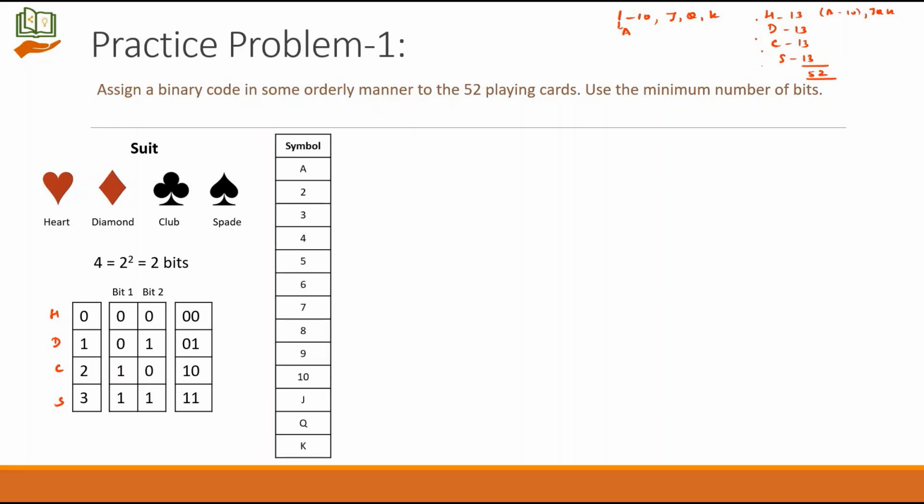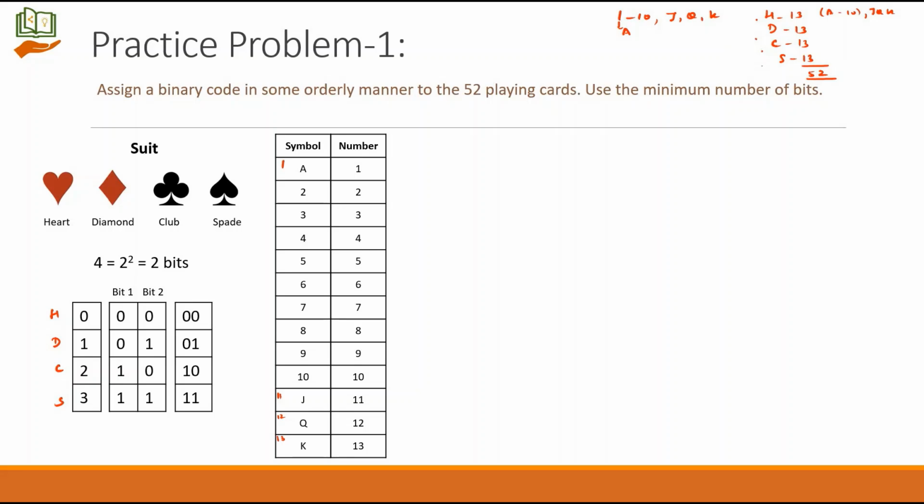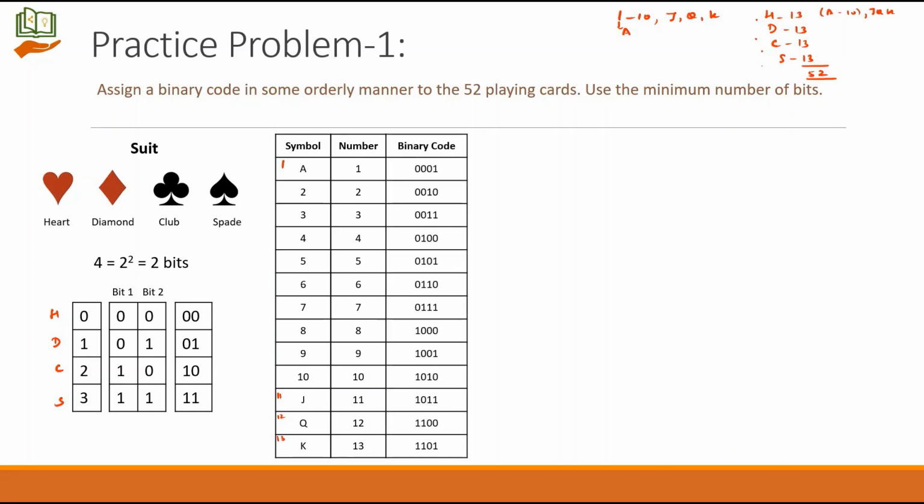Now let's take the symbol. So A, 2, 3, 4, 5, 6, 7, 8, 9, 10, J, Q, K, and the corresponding number is given here. Now we have to find the binary code. We know 1 is 0001, 2 is 0010. How did we get this code? We have used the 8421 code here. So 11 is 1011, that is 8 plus 2 plus 1, then 12 is 1100, then 13 is 1101. If you want to assign these binary codes, you can very well do it in 8421. Since we have already done it numerous times, I have just given you the codes.